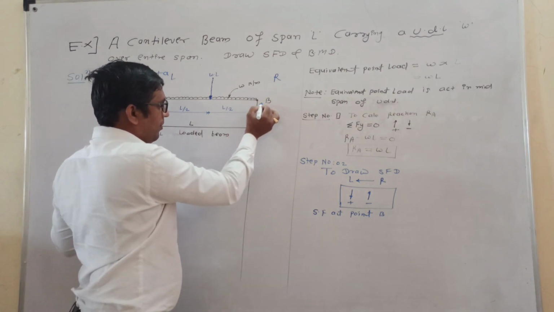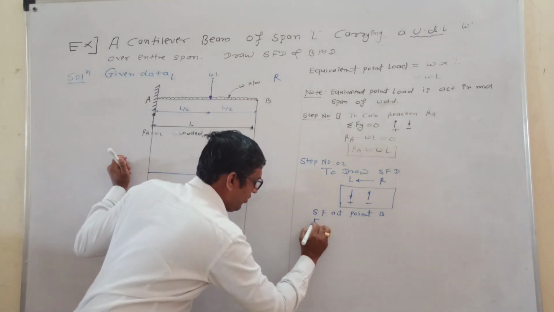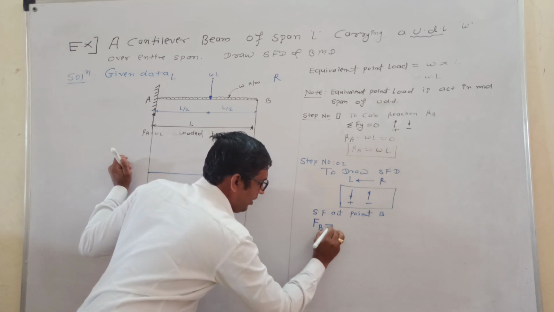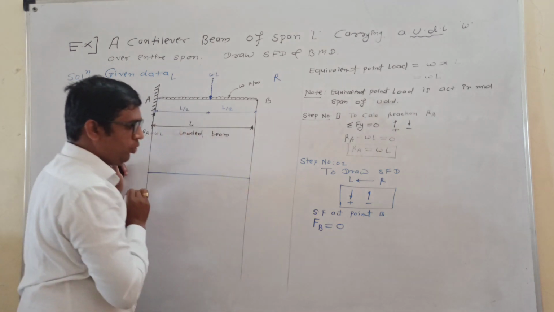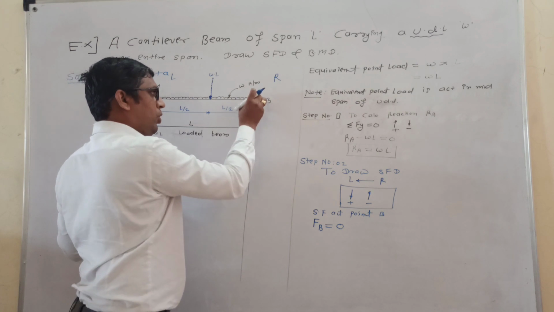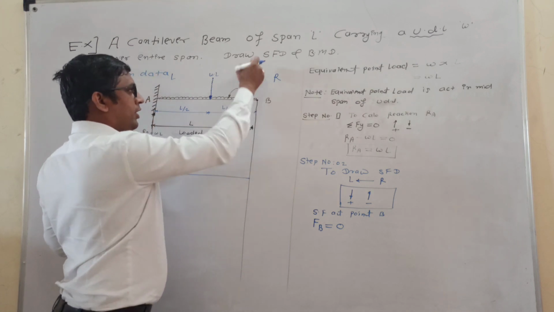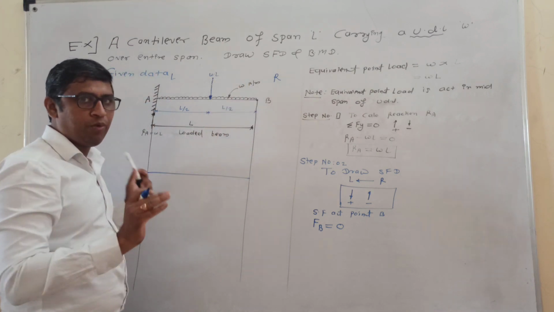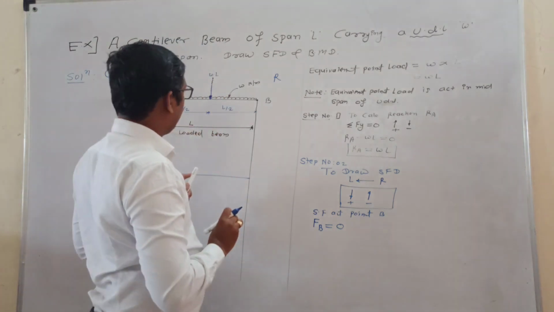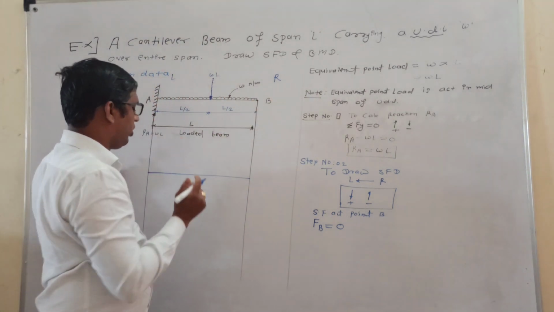Okay, shear force at point B. The shear force at point B is equal to 0. Why 0? Because at the free end there is no point load acting. Okay, the next point is what?